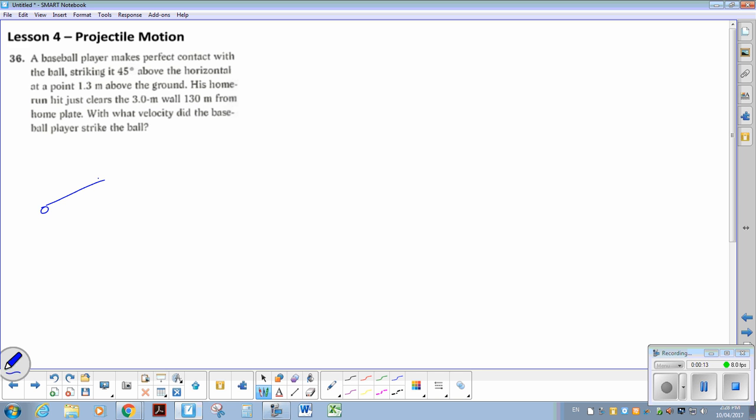So the ball is going to travel at a 45-degree angle above the horizontal. It's 1.3 meters above the ground, so about waist height. And it just clears a fence or a wall over here. Here's my wall. It's not really clearing it.